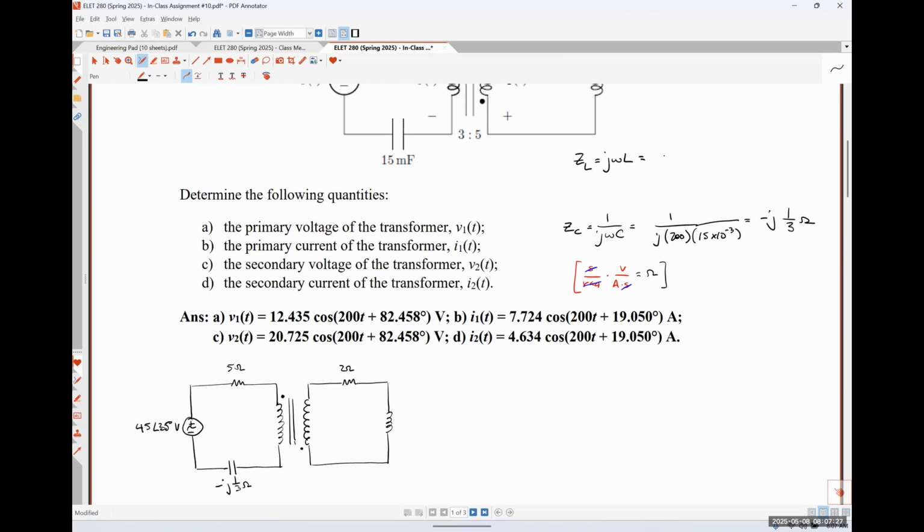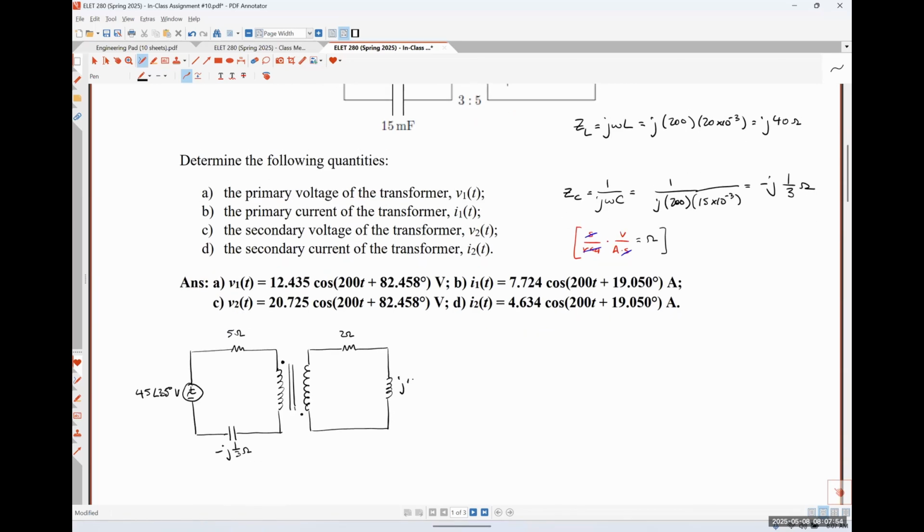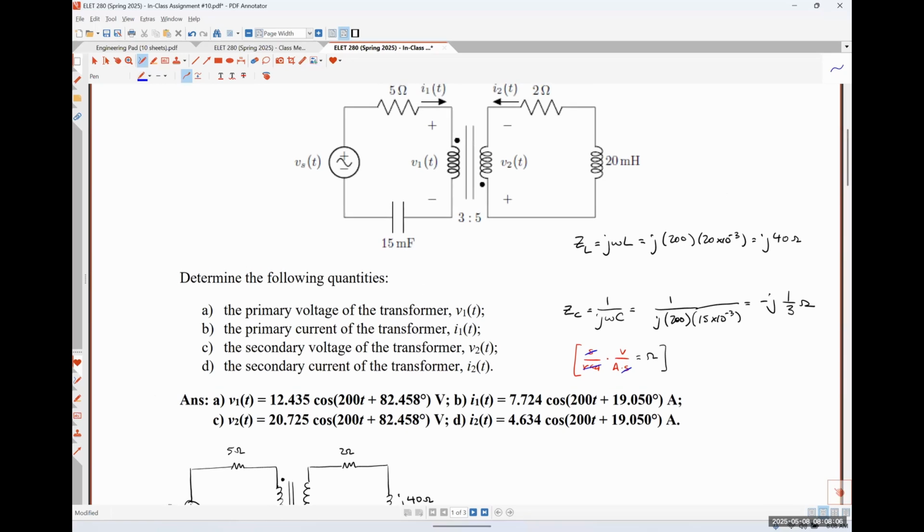So that's going to be for us J times 200 times 20 times 10 to the minus 3. So if I put that into my calculator, I have 200 times 20 times 10 to the minus 3, and I get J 40 ohms. Now I'm going to go ahead and write down my primary and secondary voltages, primary and secondary currents, and all of that kind of good stuff. And I'm just basing that off of our circuit diagram above.